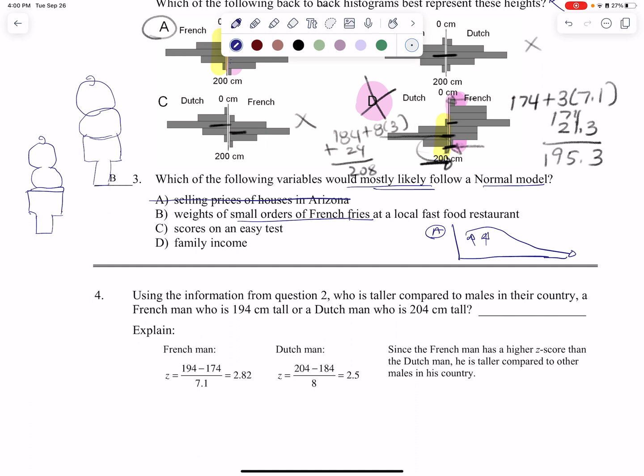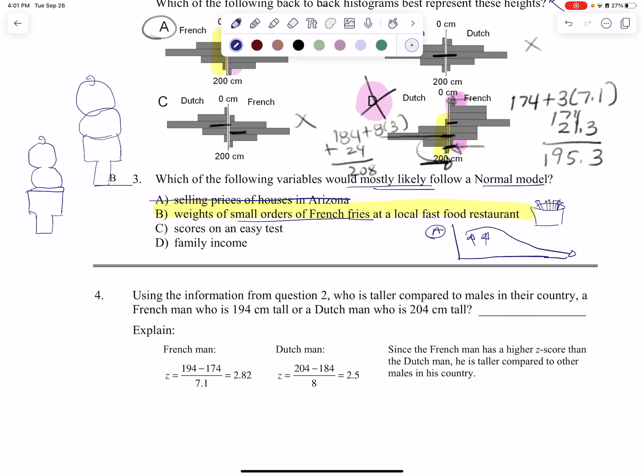So the weights are going to be, this is French fries, my example is ice cream cones, but you're going to get a very similar amount of weight for the French fries, which you should. So most of them are going to be the same thing. You're going to have a little higher, a little lower, and so that's the way it's going to be. Scores on an easy test.